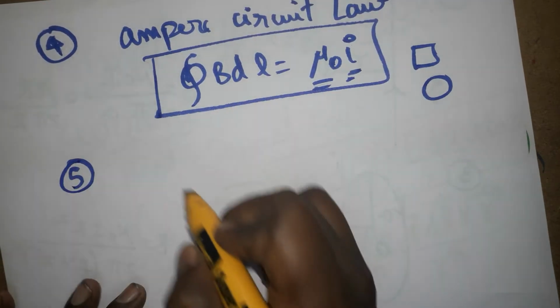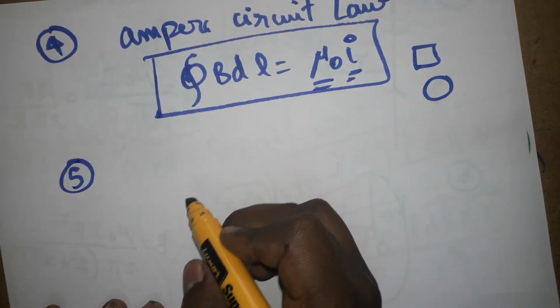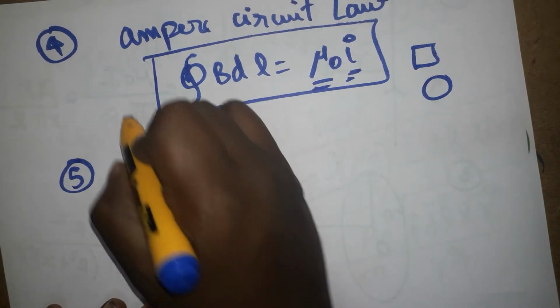Fifth one: what is the magnetic field due to a straight current carrying conductor using Ampere's circuital law?